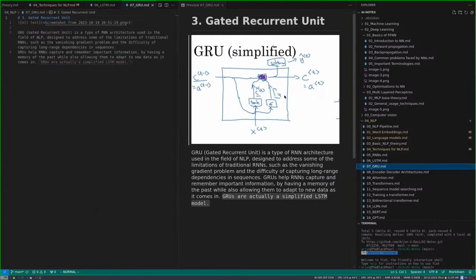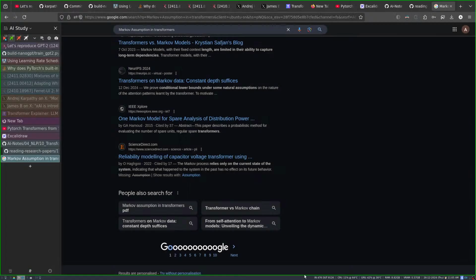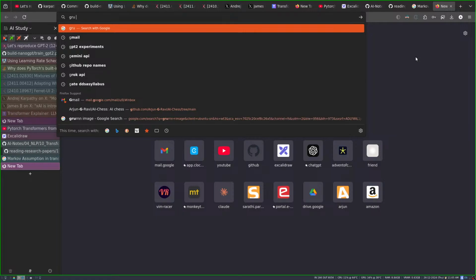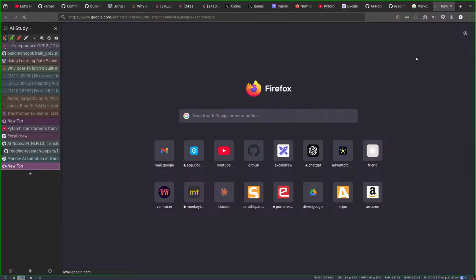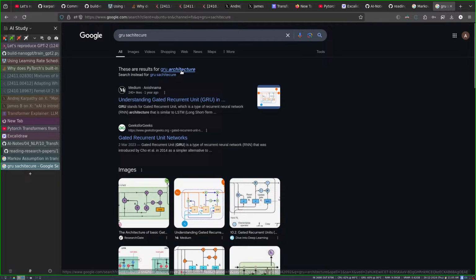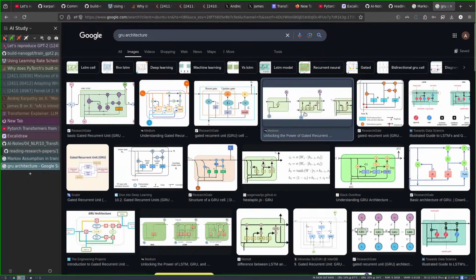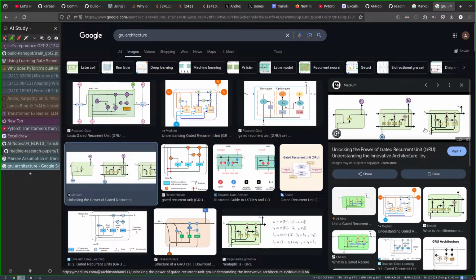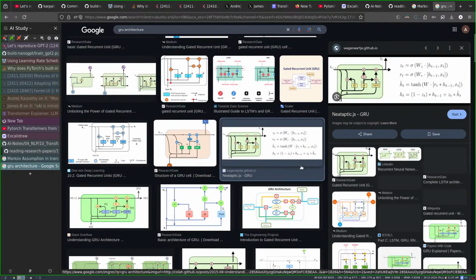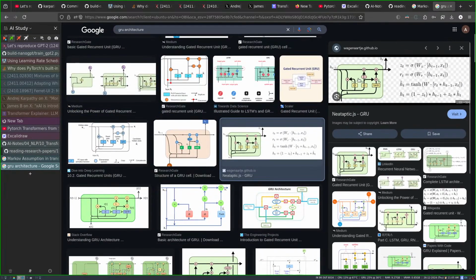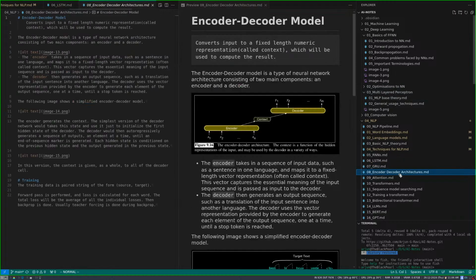Yeah, GRU, which is a simplified version of LSTM. I think I like GRU better. GRU architecture. Yeah, this is a better picture. We have an update gate and a reset gate. The update gate updates the data. The reset gate resets the earlier data.